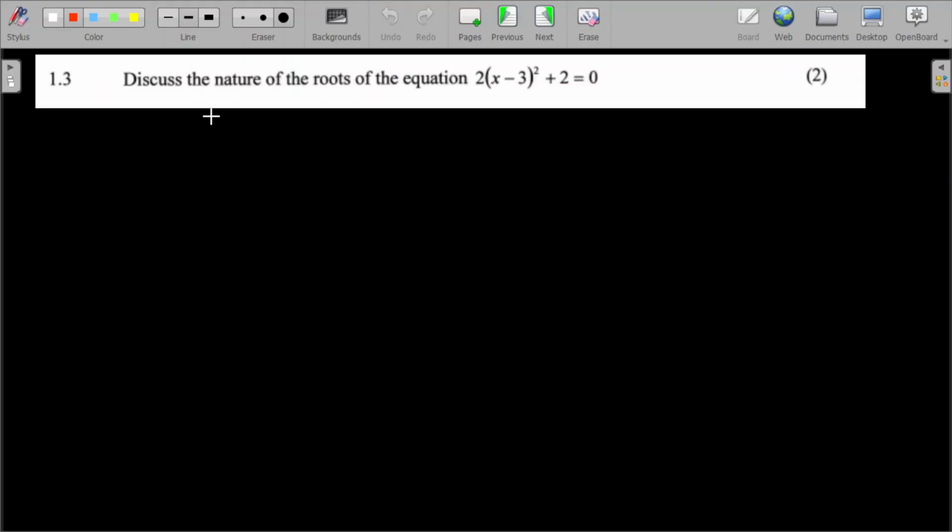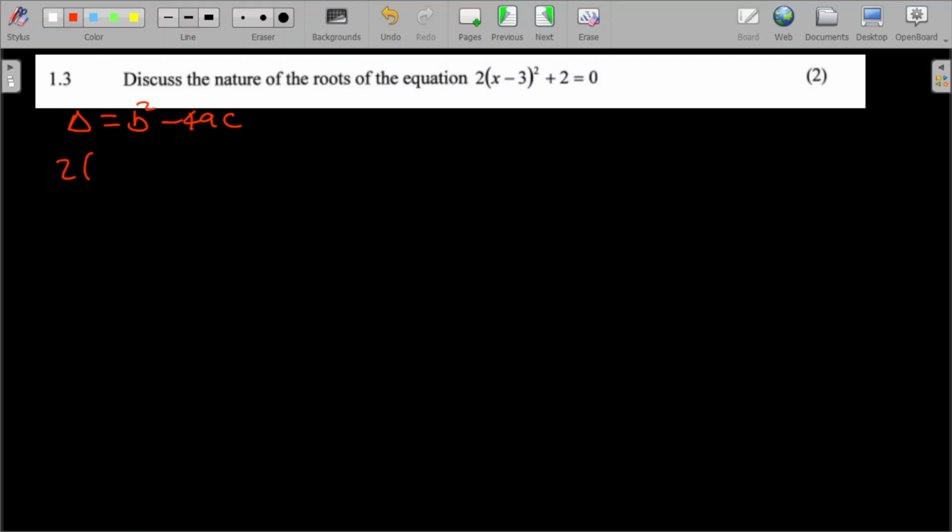Now, coming to this one here, they're asking us to discuss the nature of a root. How do we discuss the nature of a root? Again, it is very important that we know that delta is equal to b squared minus 4ac. So from here, I will just do this part and put it in a standard form that we usually know. There is another way of doing this, but I will do the one which is easy for me to explain.